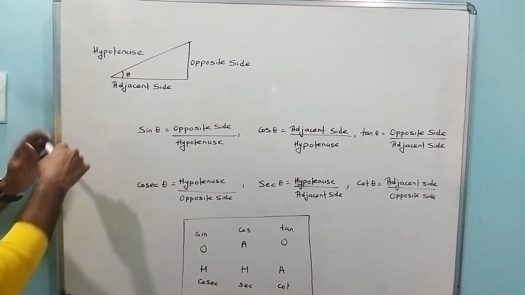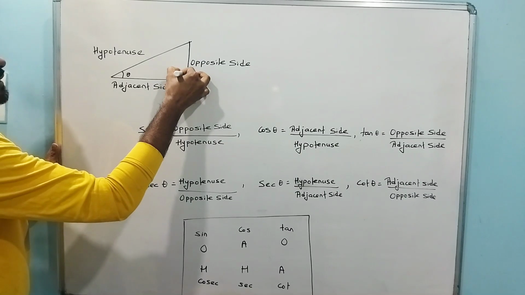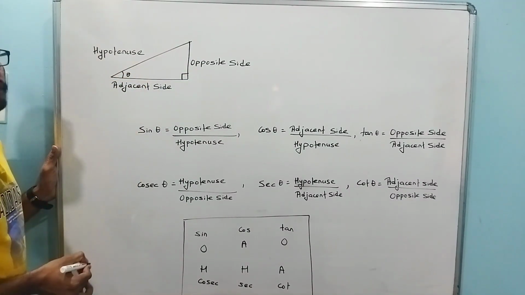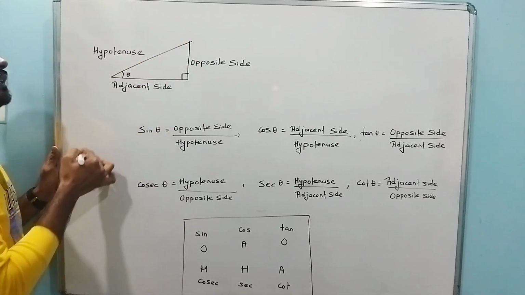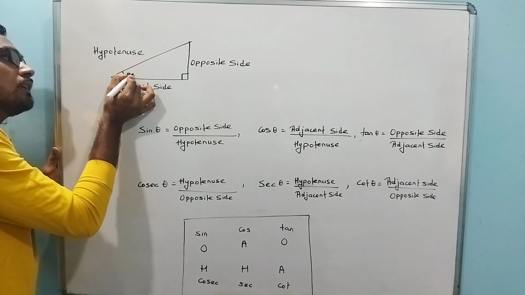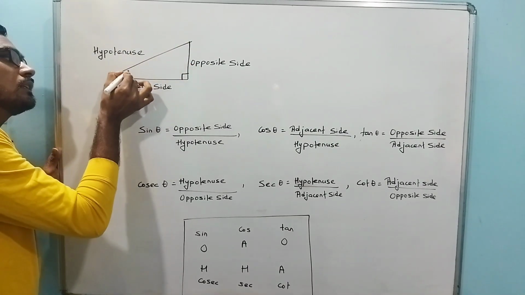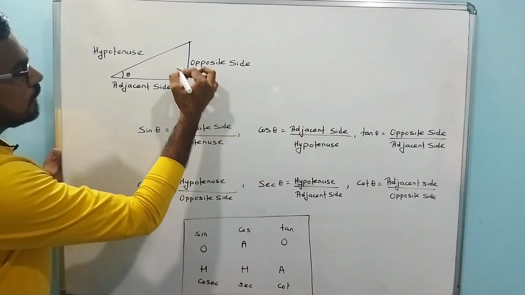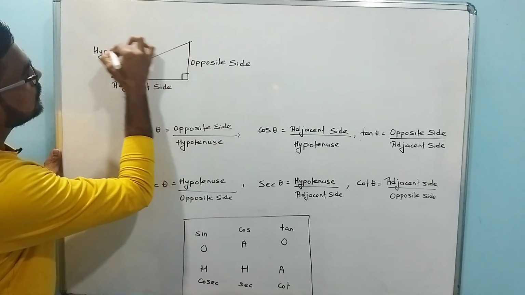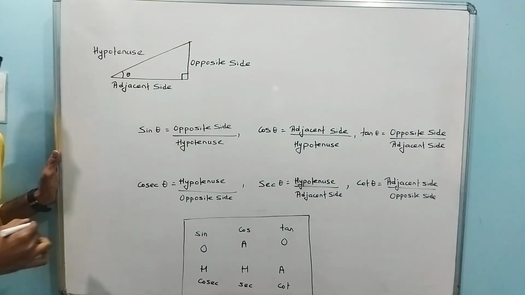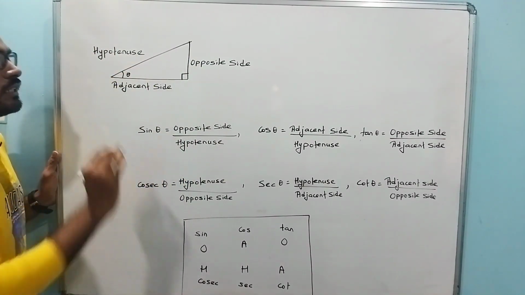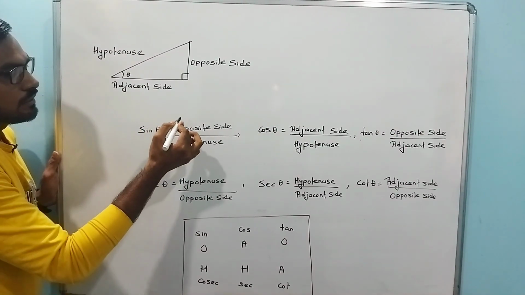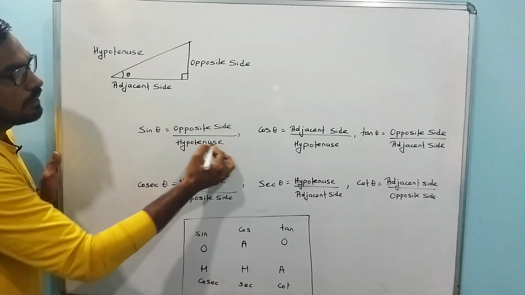First of all, consider a right angle triangle like this. If this is any angle theta, either this or this, any one we can take. So if this is theta, then the side opposite to it, the side in front of it, is called the opposite side. The side opposite to this 90 degree is called the hypotenuse, and the remaining side is called the adjacent side. Next, sin theta is equal to opposite side upon hypotenuse side.